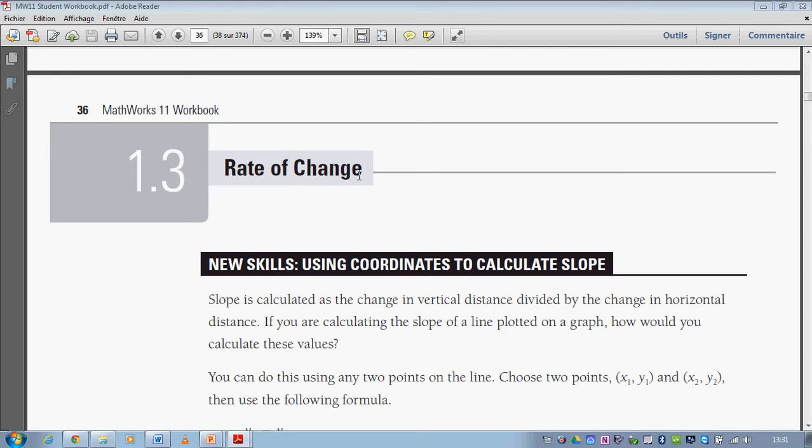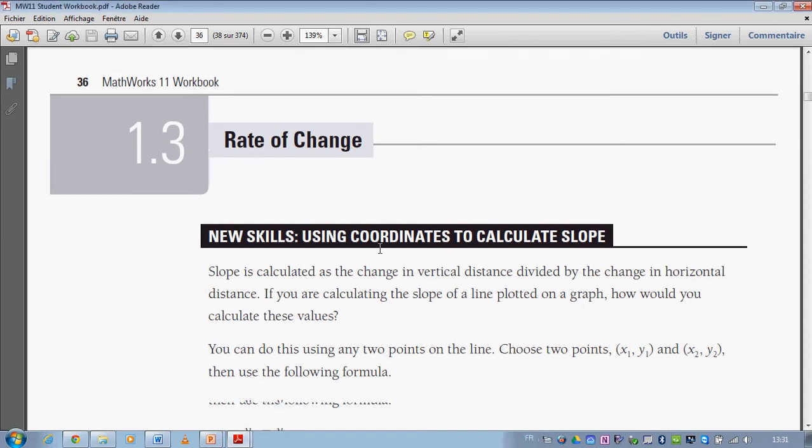Okay, so far all we've been doing is taking a look at slope and grade and pitch and rise over run. What you need to understand is that rate of change is pretty much the same thing as all of that. Rate of change is really a description of slope as well.